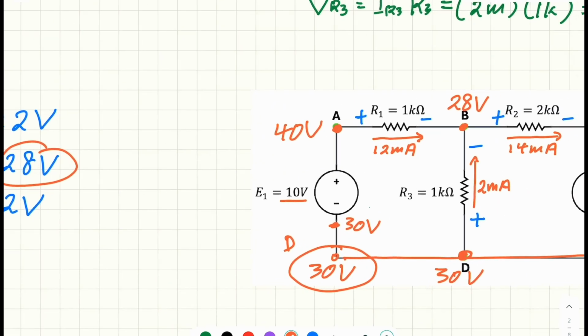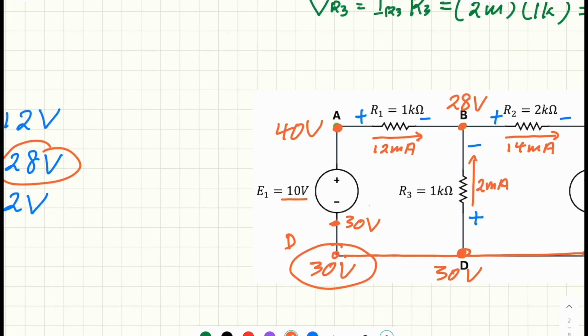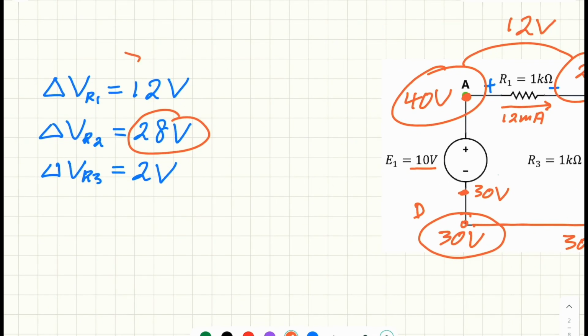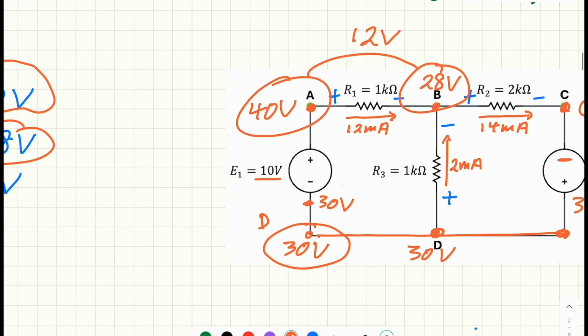Now let's check the potential difference across R1. So one is 40, one is 28. So the difference here is 12 volt. And this is exactly what we expect from our previous calculation. The potential difference across R1 is 12 volt. One side is 40, one side is 28 volt.